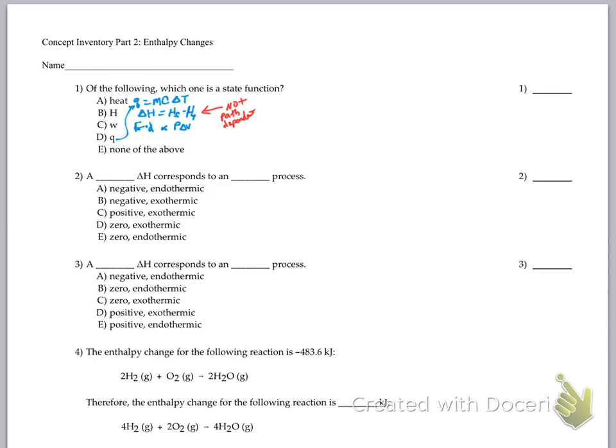Well, what does that mean? That means that a delta is there, so it is a state function, and delta is always going to be our final minus the initial. And that is our answer, B.